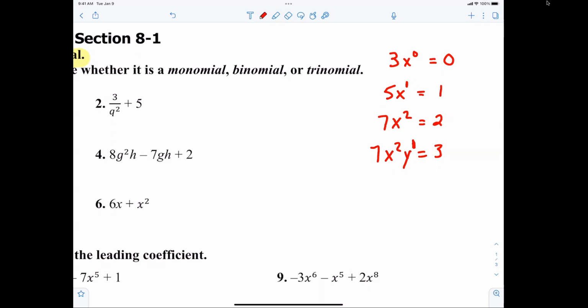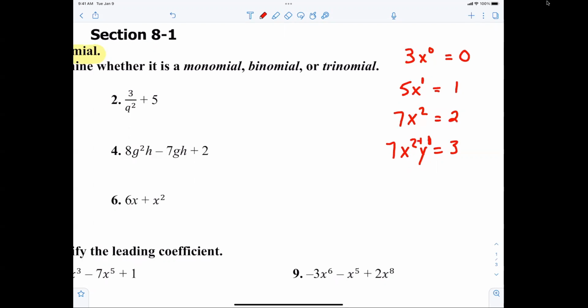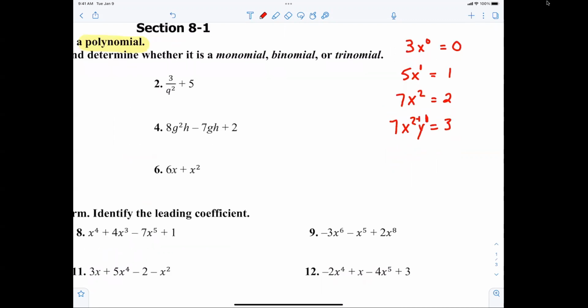The degree is 3. Why is the degree 3? Because the degree is the sum of the exponents. Now one more thing I'm going to show up here. If I said, for example, 7x squared y squared, what's that degree? 4. This is a monomial.